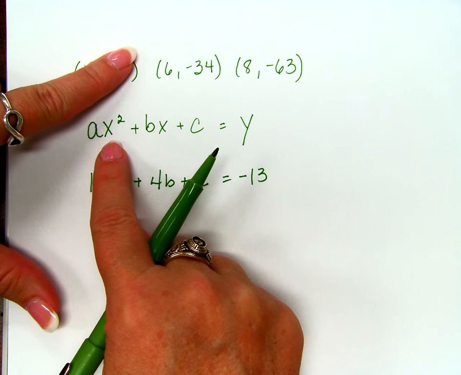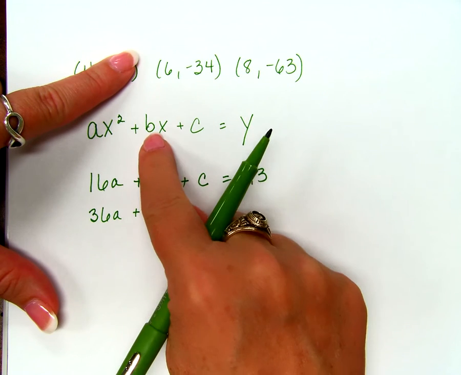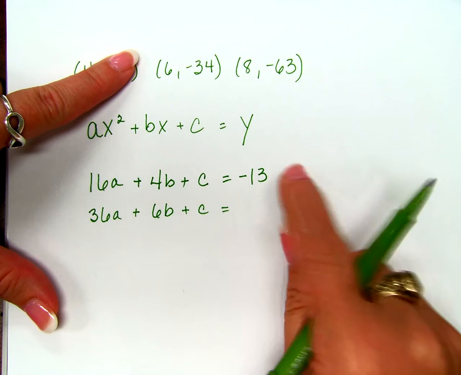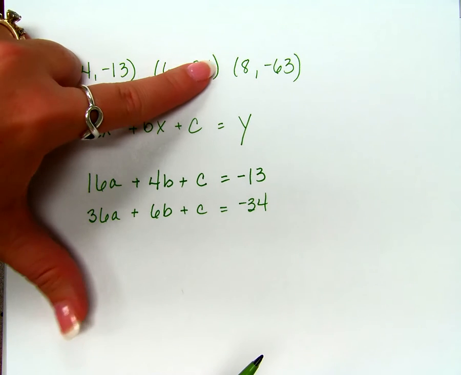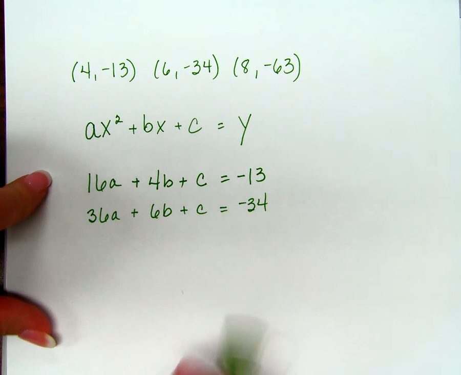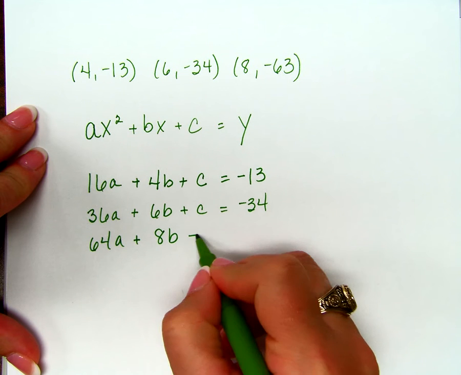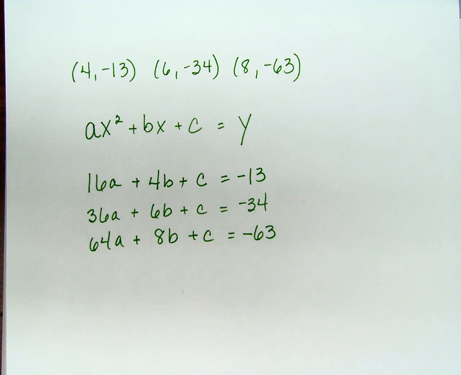Now what if I did exactly the same thing but used the second point instead? Put in a 6 right there. So 36a plus 6b plus c equals negative 34. And 64a plus 8b plus c equals negative 63. Wow, to me that looks a whole lot like a system of equations. Oh my gosh, you remember your favorite way to solve a system of equations?